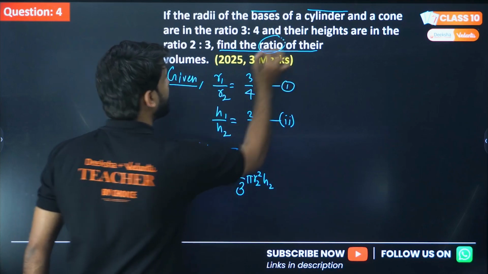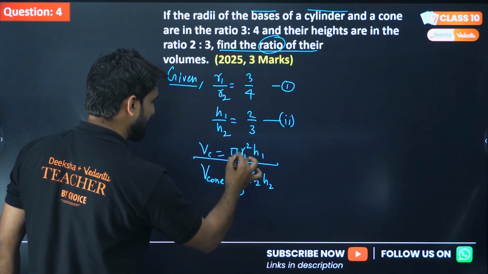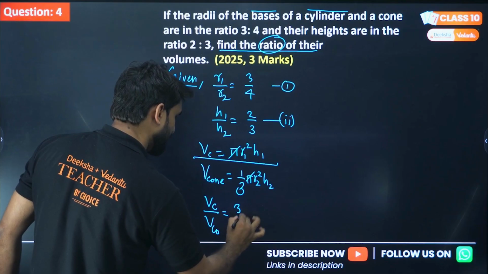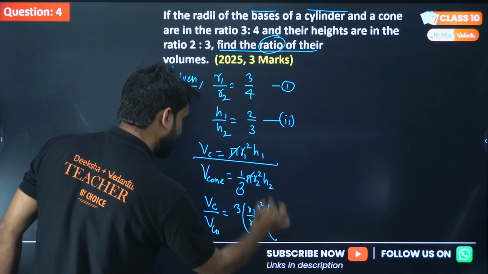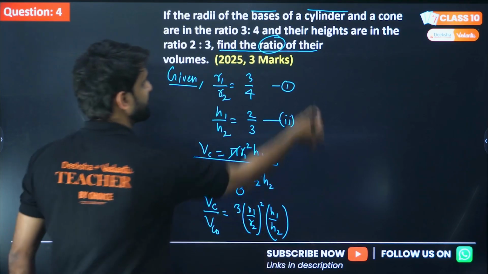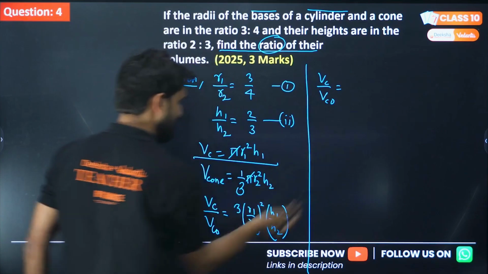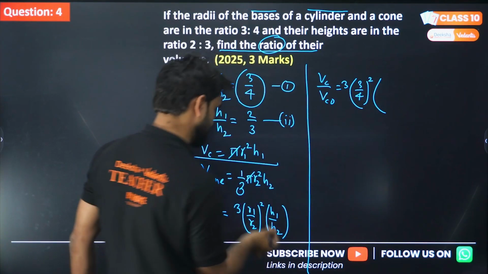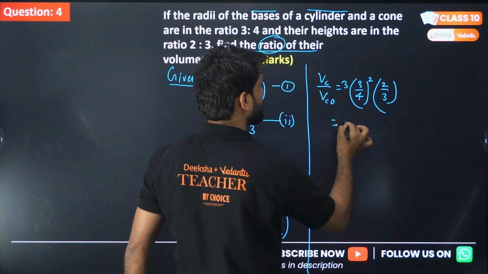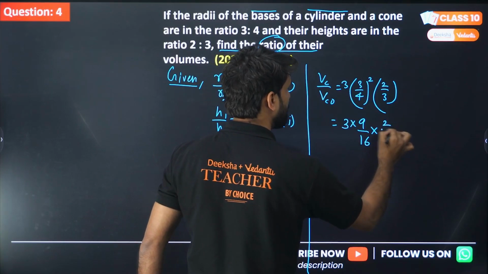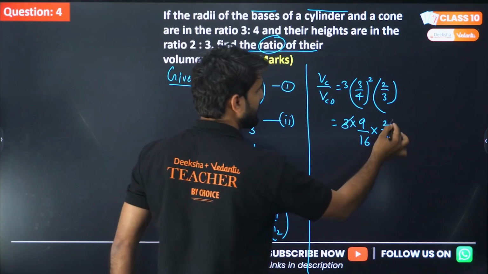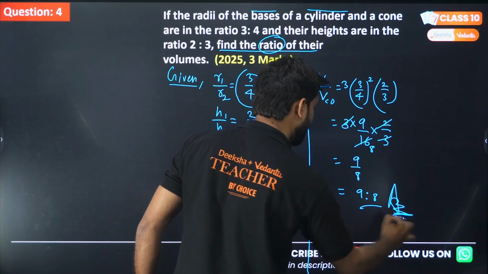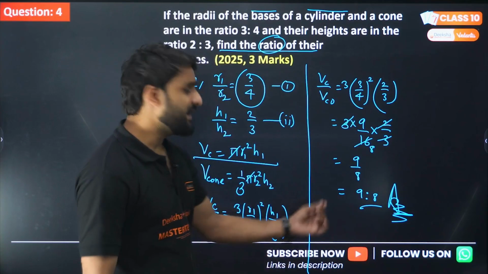But the question is asking to find the ratio. So divide it. So what will happen? The pi will cancel by pi. So VC by VCO will be, we can shift this 3 to the top, 3 into R1 divided by R2 whole square, and this will be H1 divided by H2. Now put the values. VC by VCO. This 3 is already there. This R1 by R2 is given here as 3/4. So 3/4 whole square, and this H1 by H2 is 2/3. Right? So this will be 3 into 9/16 into 2/3. Can we cancel this 3 by this 3, and this 2 will cancel this, so the answer is 9 by 8. So the answer is 9 ratio 8.